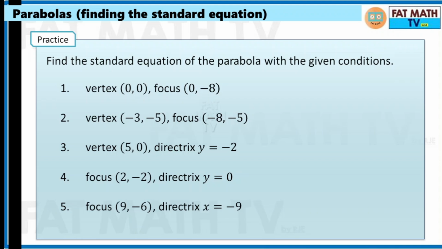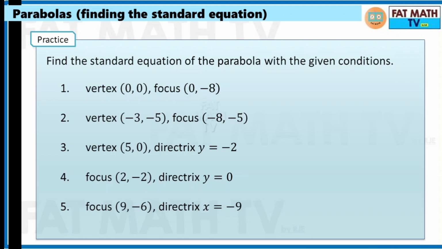So you can go back to the parts where the examples are the same as the given here in this practice set. Okay, if you're done, you can continue with the video.